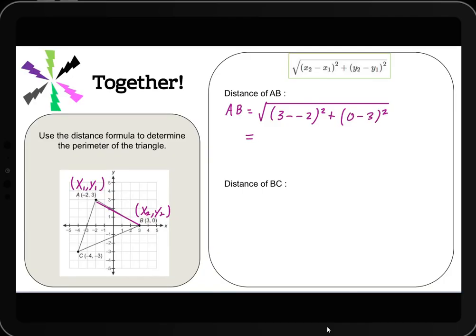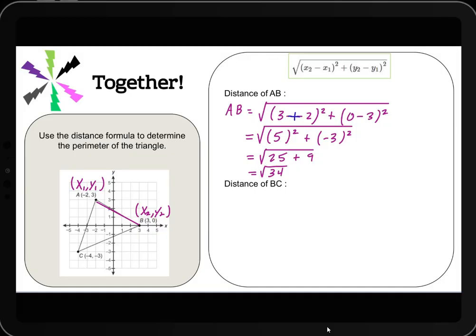Remember what I said about this. Negative, negative is positive. Change it to an addition sign there. So that gets me a 5 squared and a -3 squared, and I am taking the square root of both of those. So now I've got 25 and I've got 9, and I'm going to take the square root of those two. That gets me the square root of 34. So I have the square root of 34 for my length for AB.